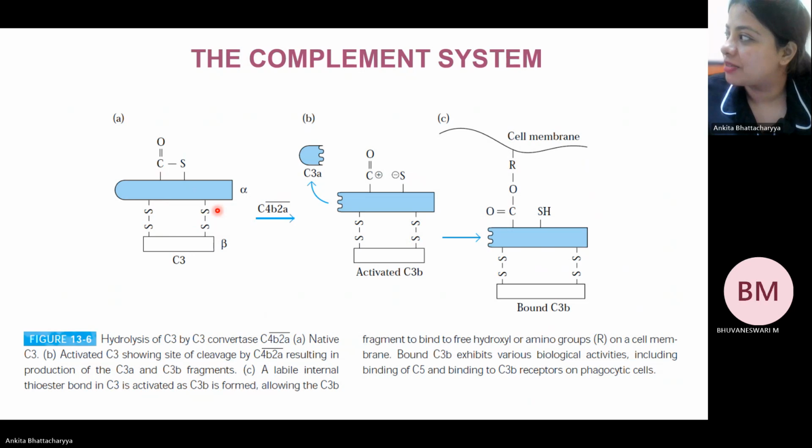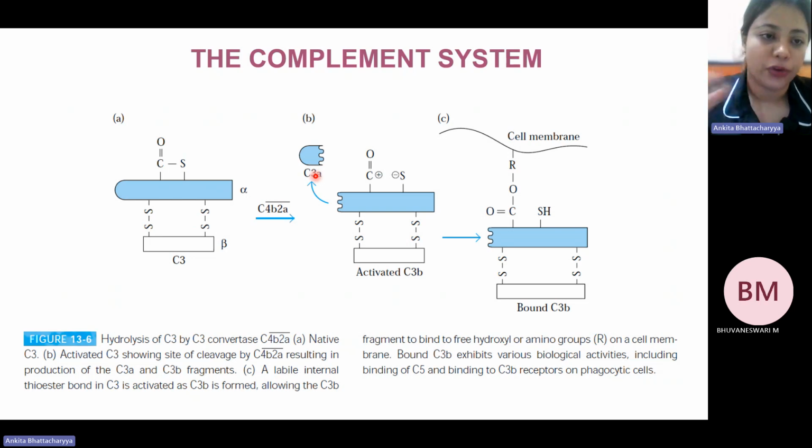This is the native form of C3, and you can see C4b2A working here, which is a C3 convertase. What it does is cleave off a very tiny fragment. I kept saying a small fragment, if you remember. So if this is the intact protein, there is a cleavage somewhere from here, and this part is called C3a, and the rest of it is retained as C3b, and now it is in the active form, which is then ready to act as an enzyme.